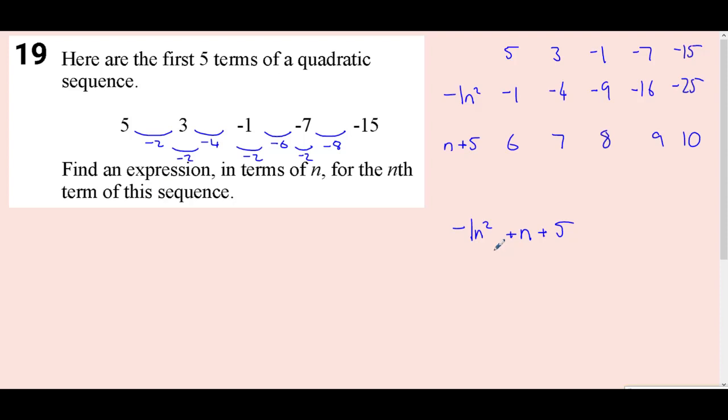You're looking probably 3 marks on this. 1 mark for working with the second difference and identifying the coefficient of negative 1. Second mark for a correct approach to get the n plus 5 part. And the final mark for getting the full answer here.